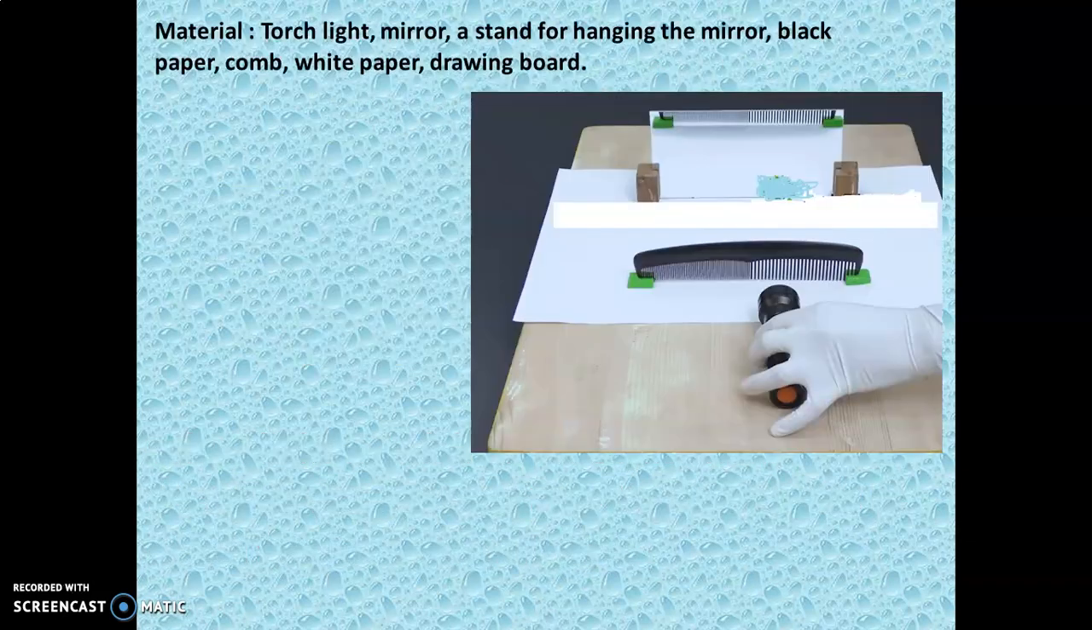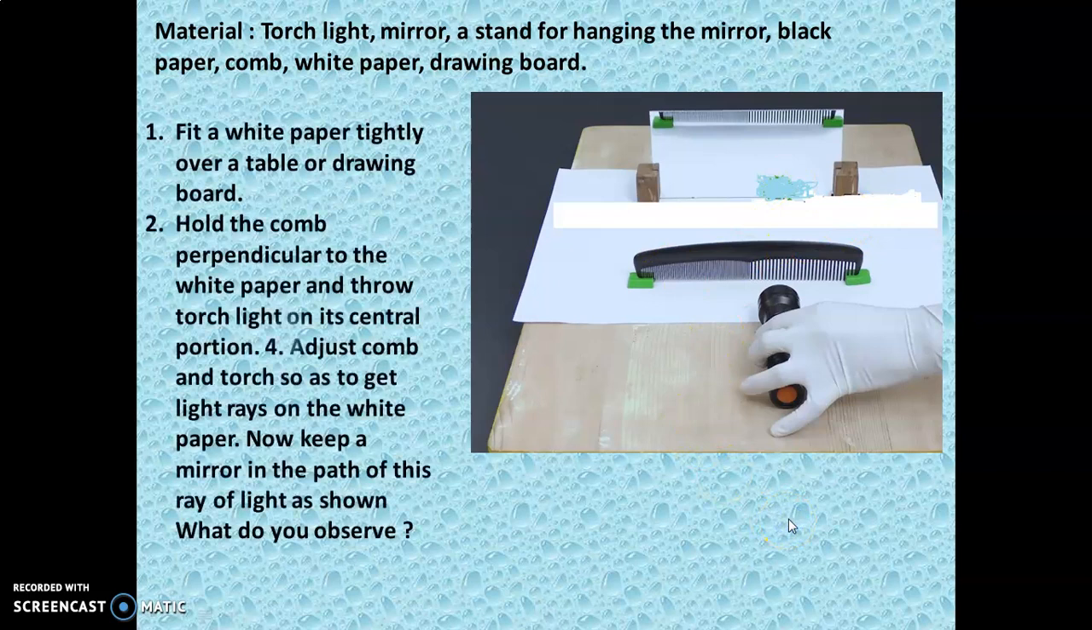This is called reflection. Now, to study the reflection better, let's study an activity. The material taken here is a torch, a mirror, a stand for hanging the mirror, black paper, then a white paper, then this is the comb and a drawing board, this bigger one is a drawing board. Black paper is taken basically to cover the comb, but you can do this activity without black paper also.